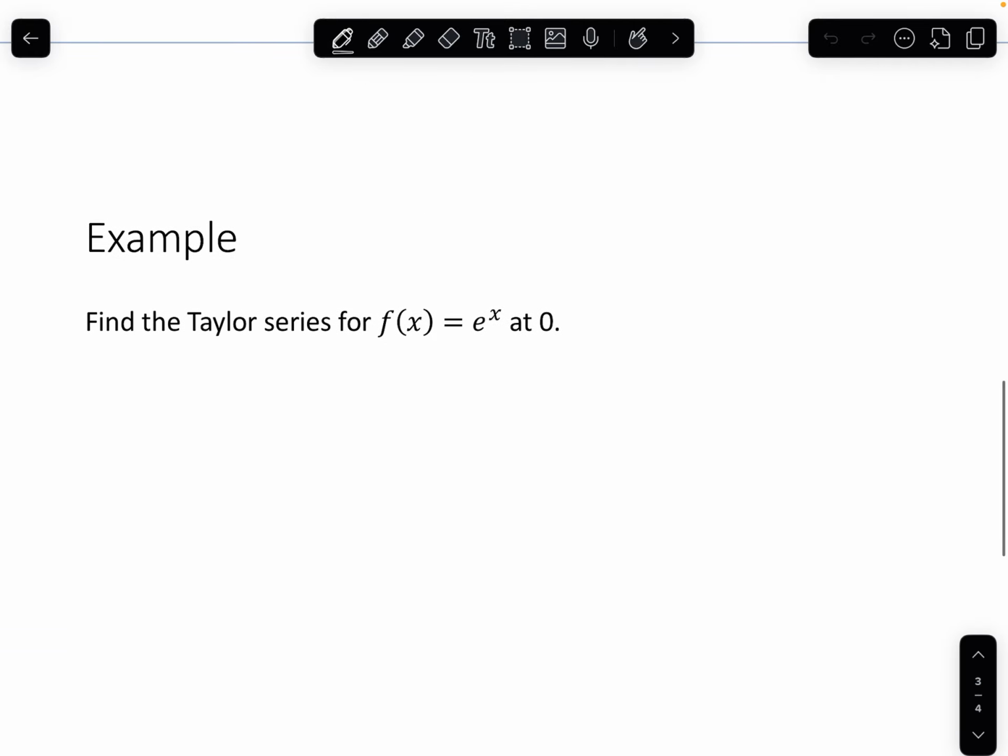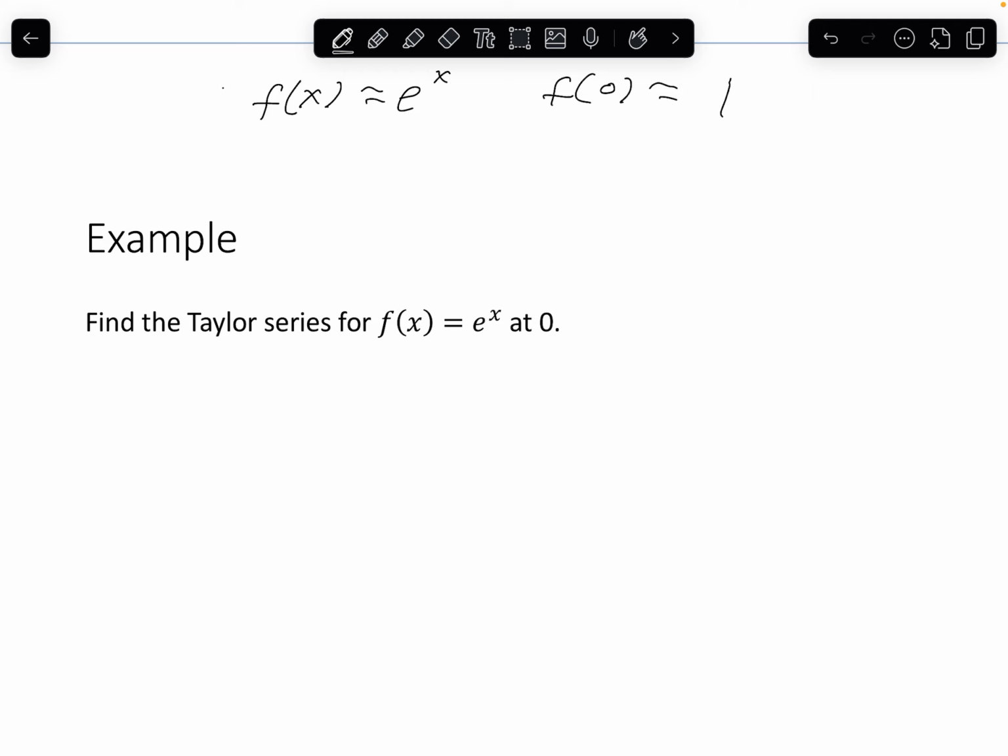So, as an example, I want to find the Taylor series for f of x is equal to e to the x at 0. And we could start taking the derivatives for this. First and foremost, our function f of x is just e to the x, and if we evaluate the function at 0, we get a value of e to the 0, or 1.